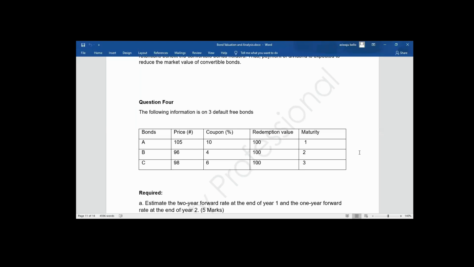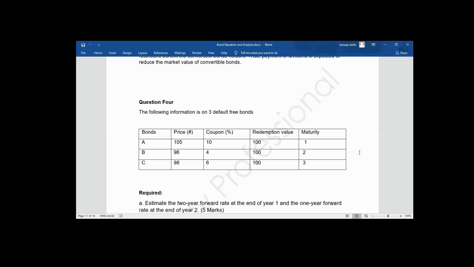Now, if I'm given the issue price, that is the price of the bond now, and I know the future value of the bond, then the interest rate that will be used to discount the future value to equal the issue price now is what we call the spot interest rate. We explained this last week.